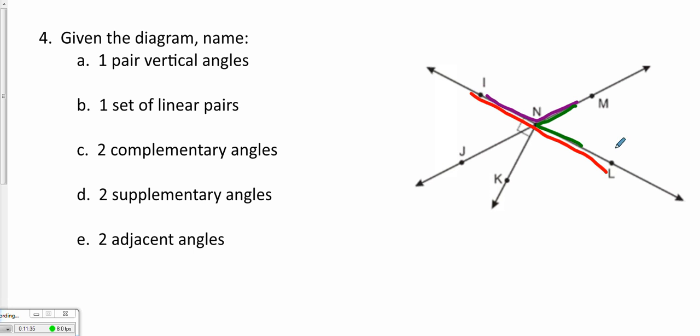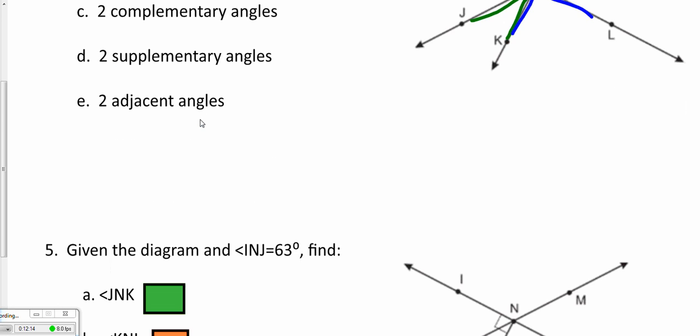These will add up to 180. Now again, you could also use these ones over here, but I'm just using these ones for my example. Last thing, two adjacent angles. Now again, there are a lot of ones you could pick. I'm going to pick J, N, K, and K, N, L. These are adjacent because they share this ray. That's the only thing that they need to be called adjacent. There are definitely more things on this that you could use for each one of these, but those are the ones that we used.